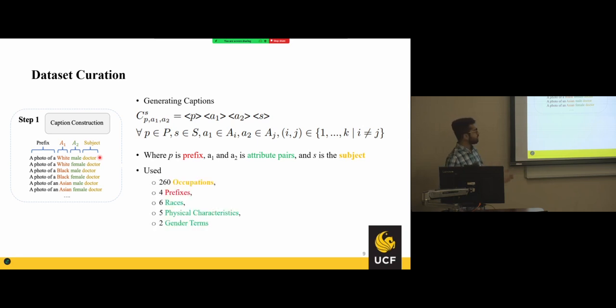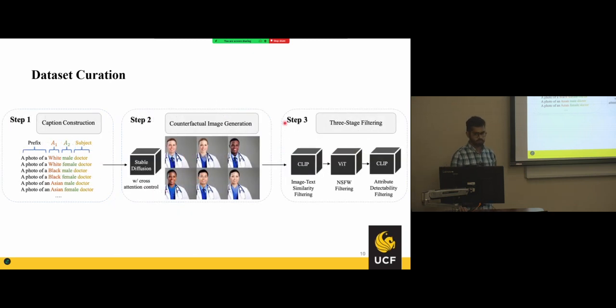They used a combination of 260 occupations, 4 prefixes, 6 races, 5 physical characteristics, and 2 gender terms. Combining them, they came up with 54,000 captions, for which they were able to generate 5.4 million images before filtering. And they have this concept of counterfactual sets, which we talked about at the top: prefix, attribute, subject, which totals 13,000. Just make sure that this is before the filtering, which they apply in the next stage. Coming back to the pipeline again.